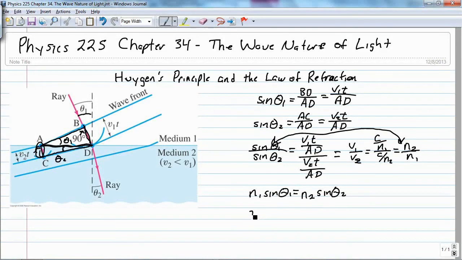And remember that the wavelength of the wave in some material N is equal to the wavelength in free space divided by the refractive index. So that works with Huygens also. And so now we can see that the wave nature and the particle nature are actually one and the same.